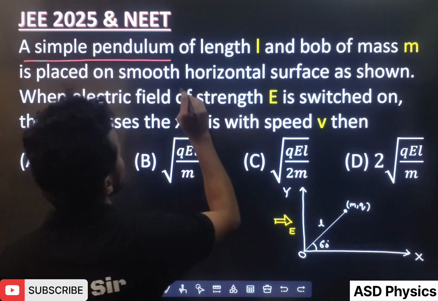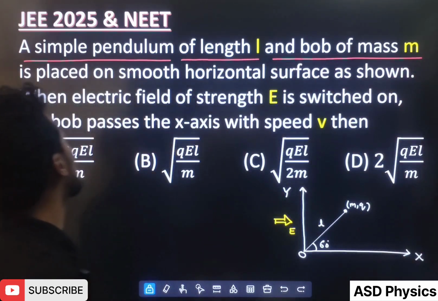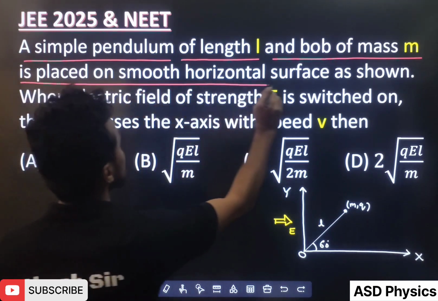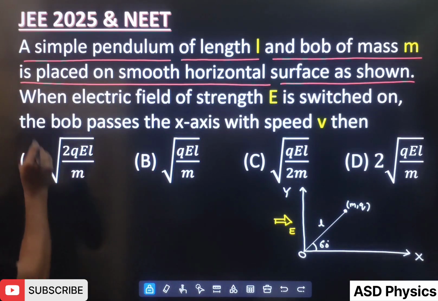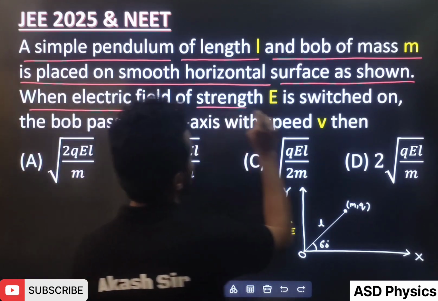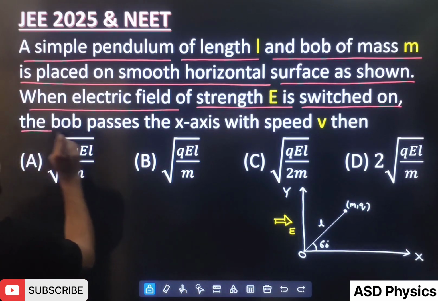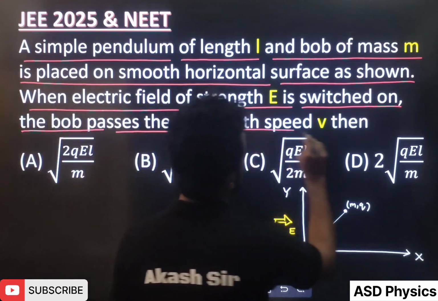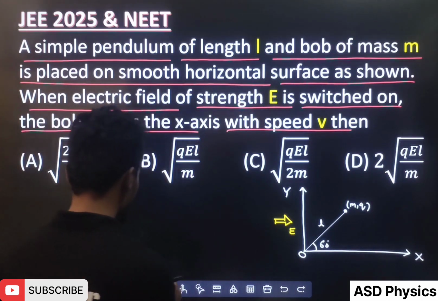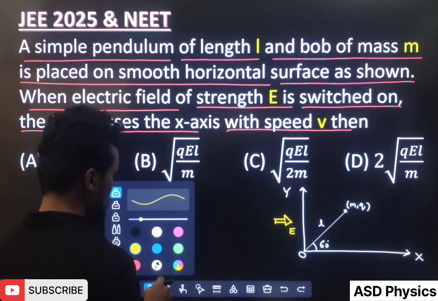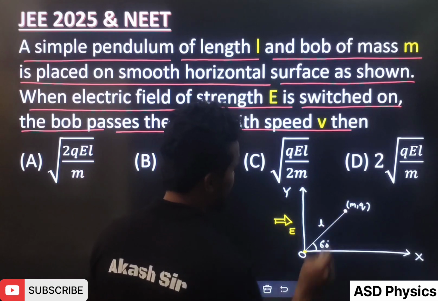See, a simple pendulum of length L and bob of mass m is placed on a smooth horizontal surface as shown. You can see here. Now, when an electric field of strength E is switched on, the bob passes the x-axis with speed v. Then what is the value of v? So students, you can see very well now. The pendulum is connected here. This is the string and here the bob is there.